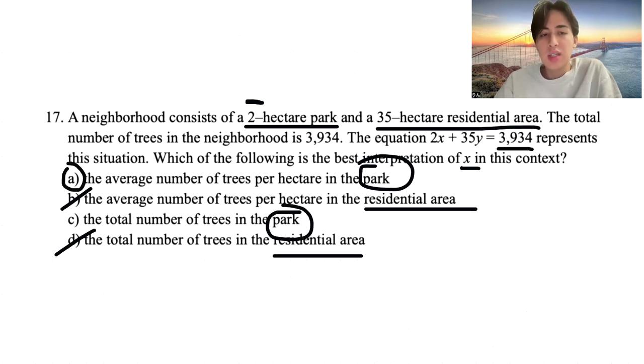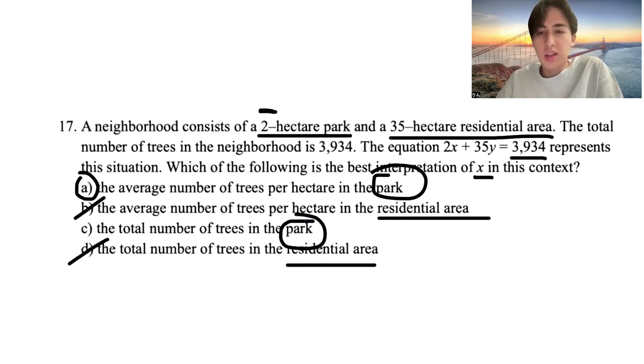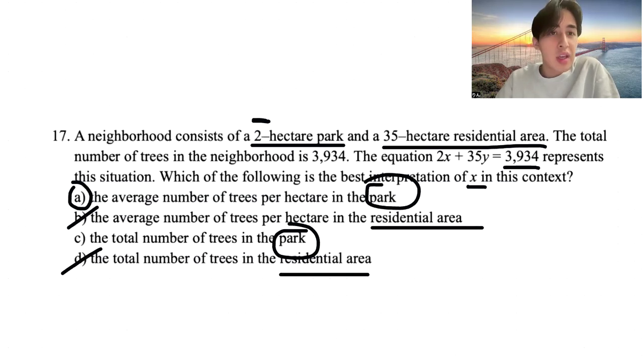C is not the answer because C is the total number of trees in the park. That will be represented by 2x, but we're looking for just x specifically. So that's the average number of trees per hectare in the park. That number is then multiplied by 2 in order to get the total number of trees in the park, which is C in this case, but that's not what we're looking for. We're just getting A. So this is not a calculation problem. It's just a word problem that you have to interpret. So let's go into the next question.